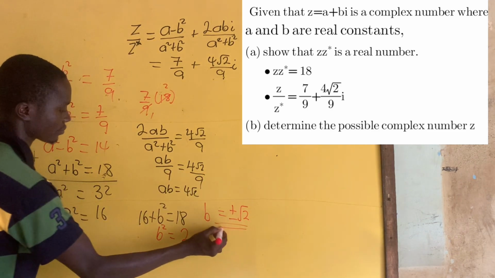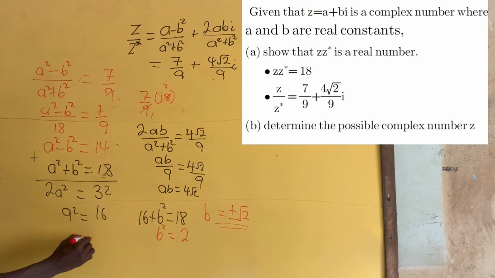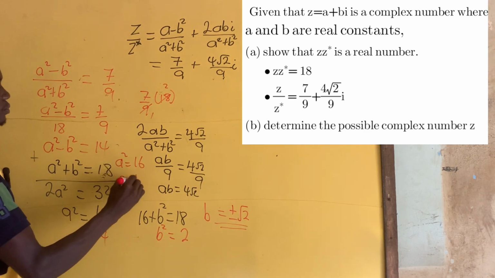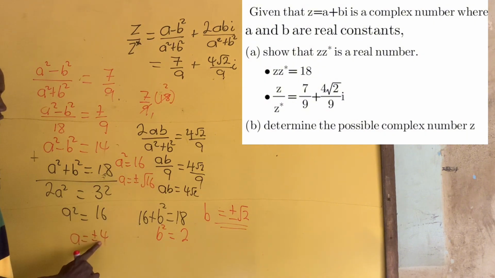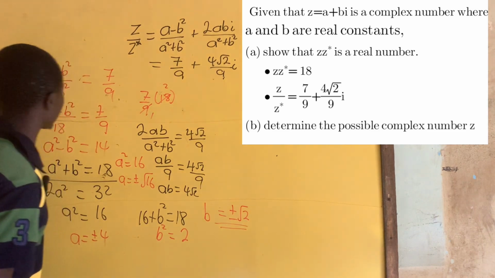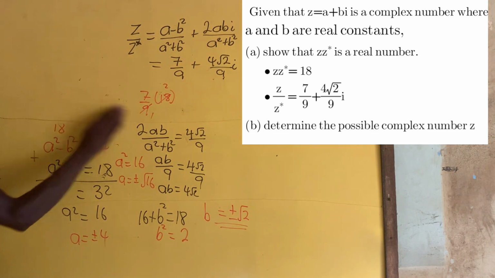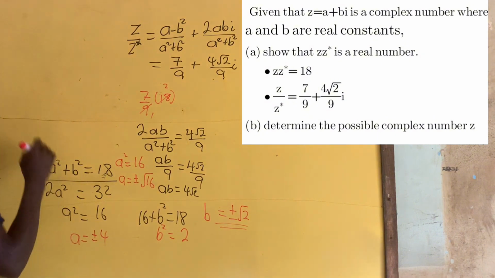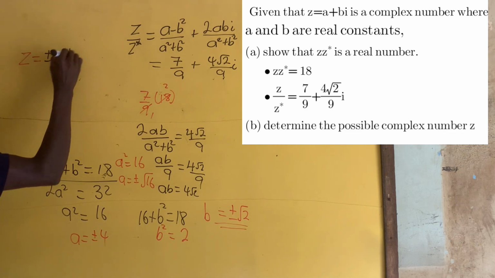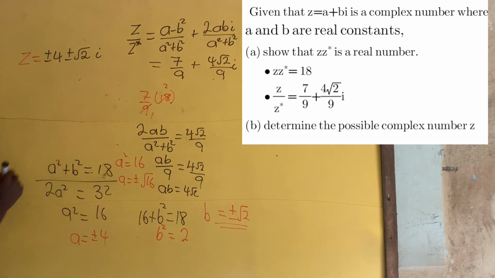We found b. And here, a equals, square root of this will give us 4. So we have plus or minus 4. Wow, that's this. a squared equals 16. So a equals plus or minus square root of 16. And that will give us plus or minus 4. So now let us write the possible complex number. The possible complex number is going to be z equals plus or minus 4 plus or minus root 2i.